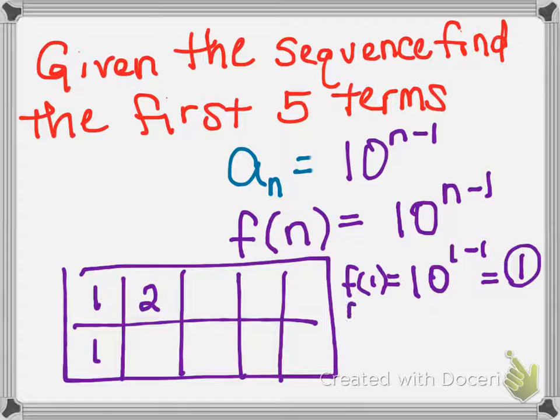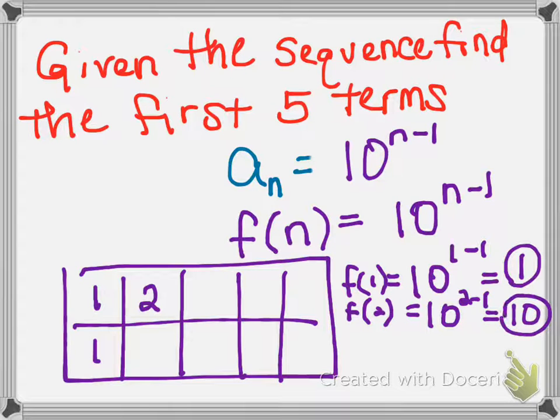Now I'm going to plug in 2. I'm going to get f of 2. That means I'm going to do 10 to the power of 2 minus 1 because I'm plugging in 2. Well, that's just going to be 10. Okay, I'm starting to see how this works.